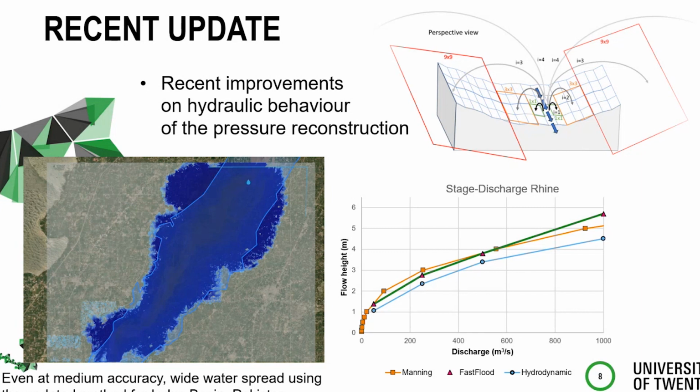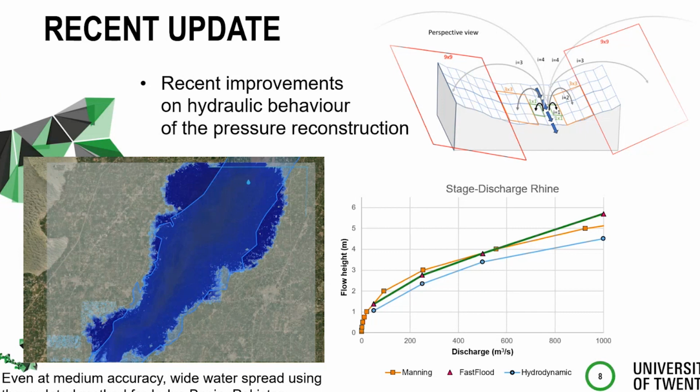And the tool did have some trouble before in spreading out the water sufficiently over the floodplains in such extreme cases. But with this upcoming update, it does that fairly easily, even at medium accuracy settings, so medium number of iterations that you give it. It does that still really well.